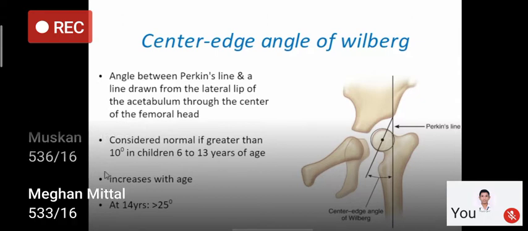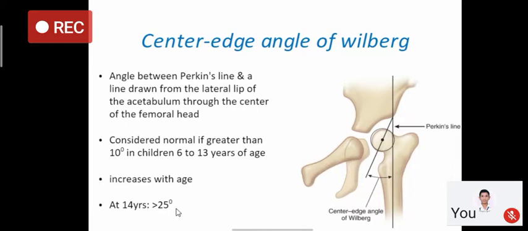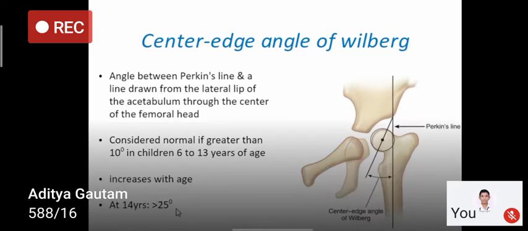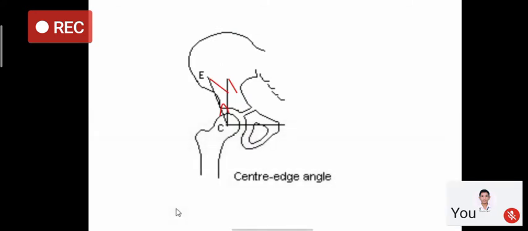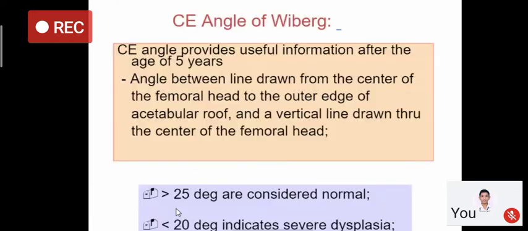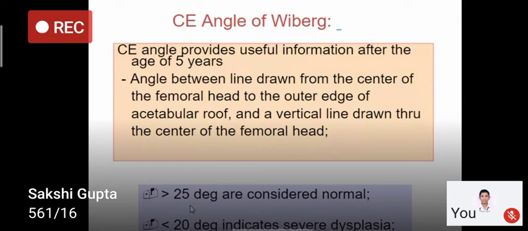Considered normal if greater than 10 degrees in children at this age. It increases with age, and is more than 25 degrees at 14 years of age. This is the center edge angle. It provides useful information after 5 years of age. It is the angle between the center of the femoral head and the outer edge of the roof. 25 degrees is considered normal, and below 20 degrees it indicates severe dysplasia.